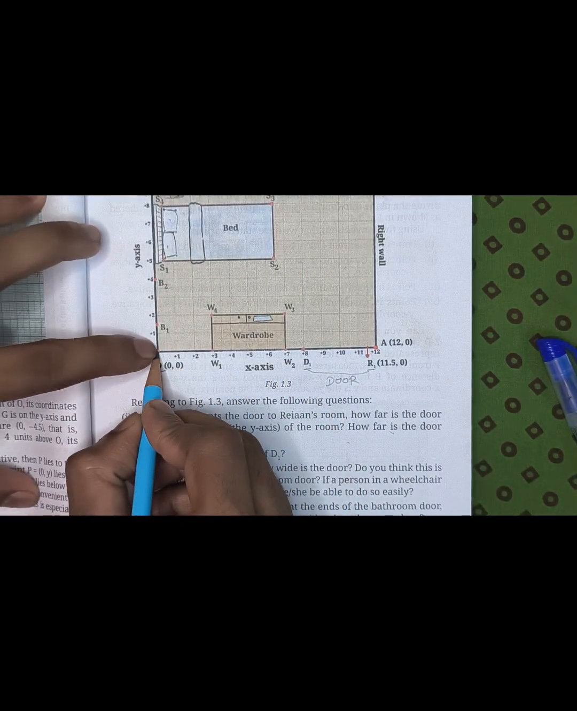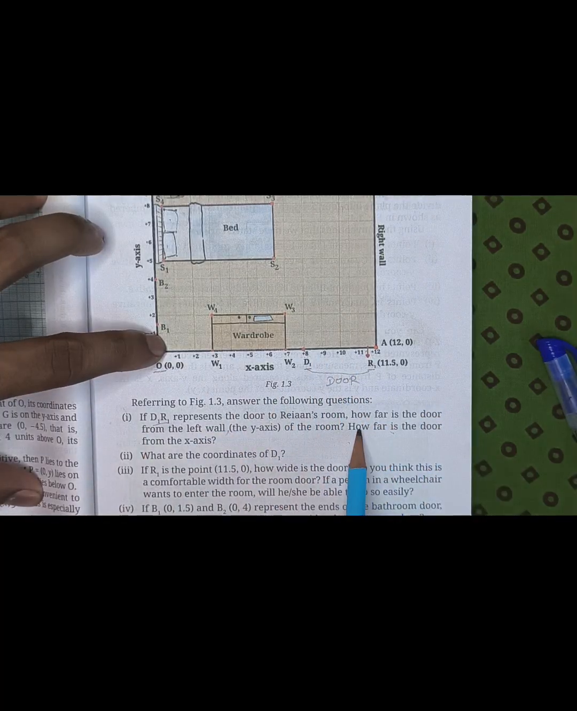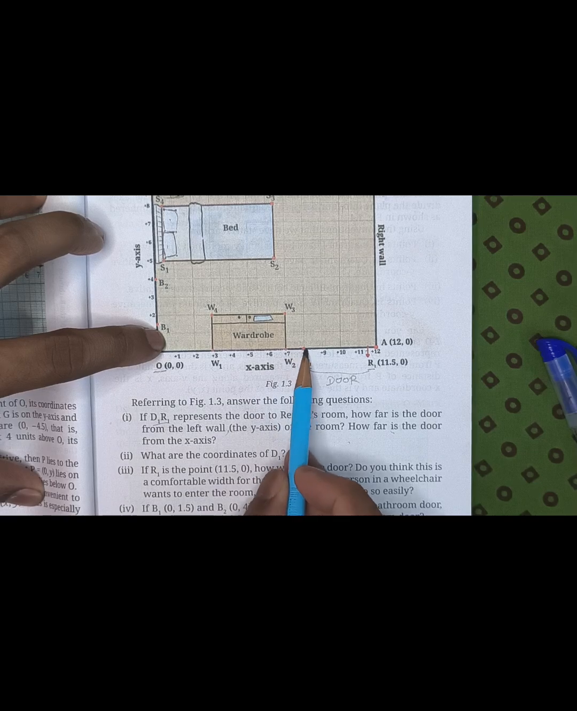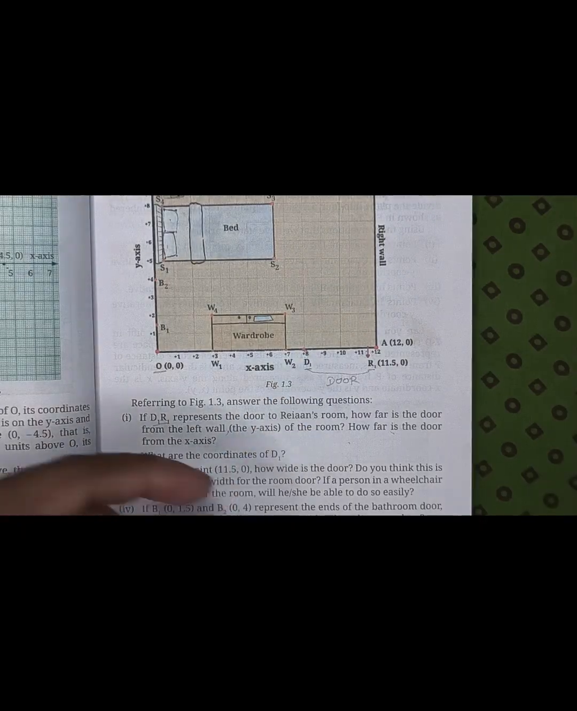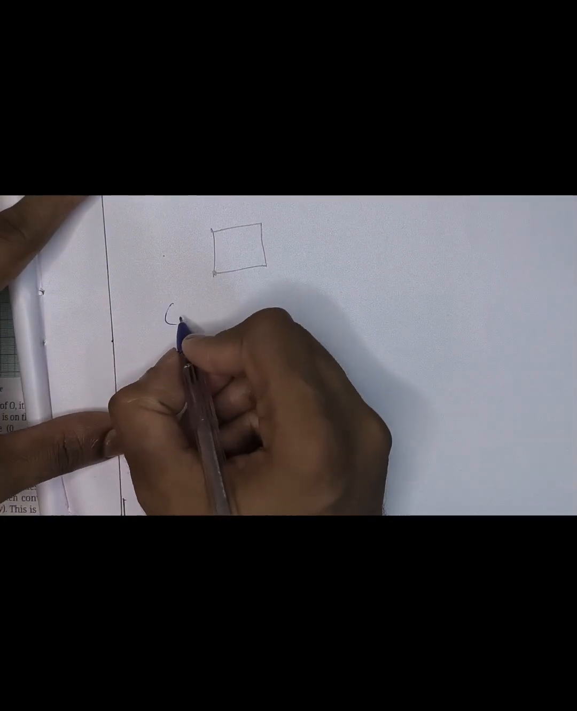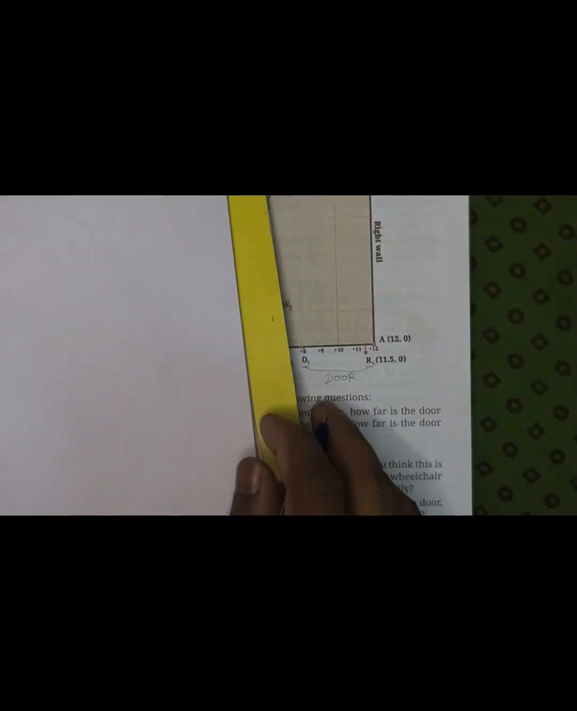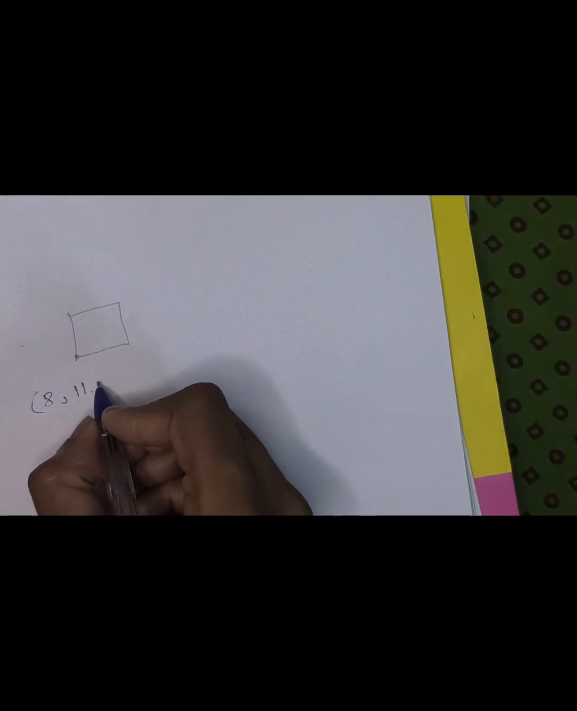Here is 0. You want to start from the origin. See, D1 R1 is the door, and how far is the door from the left wall? From the left to here we want to find. See, for this you have to subtract. The starting point is 8 comma, R1 is ending at 11.5, right?